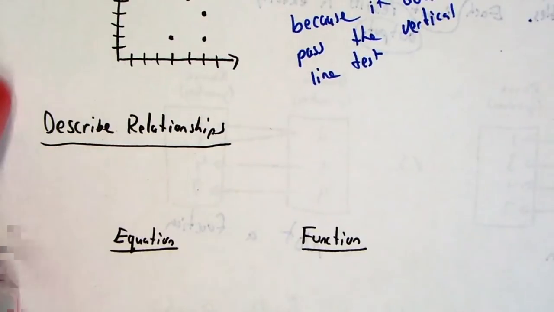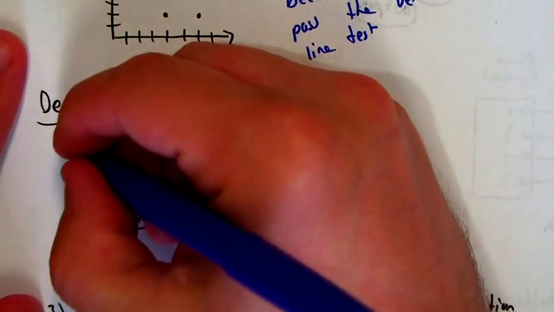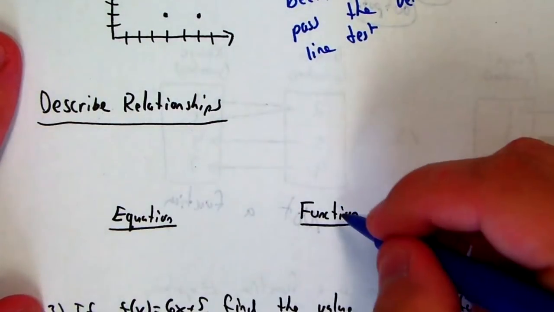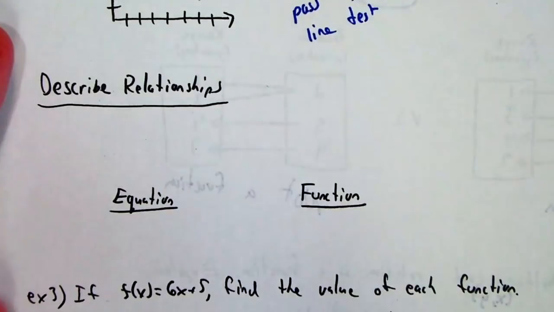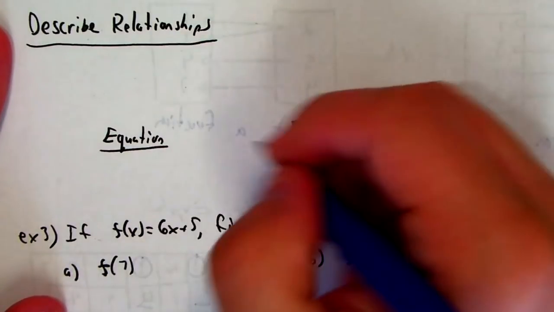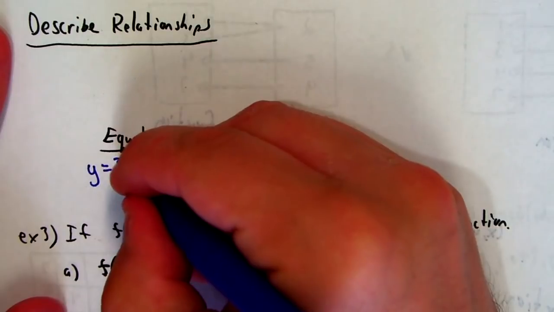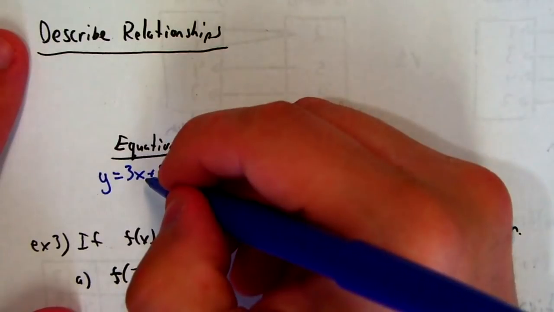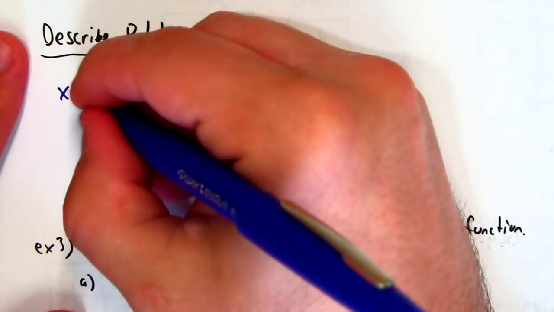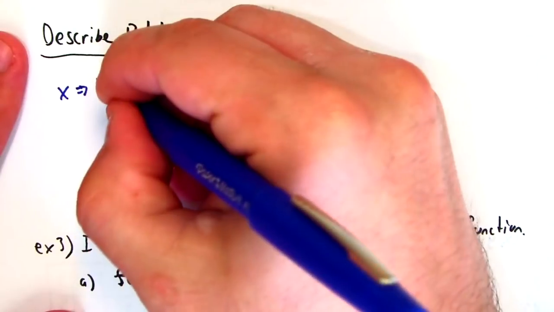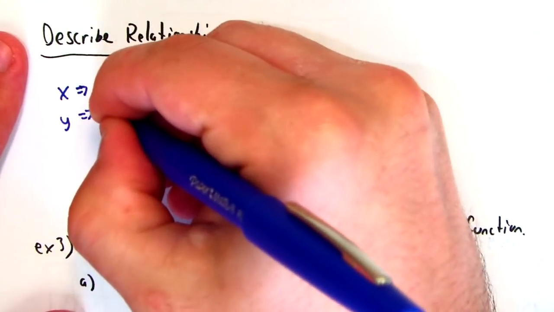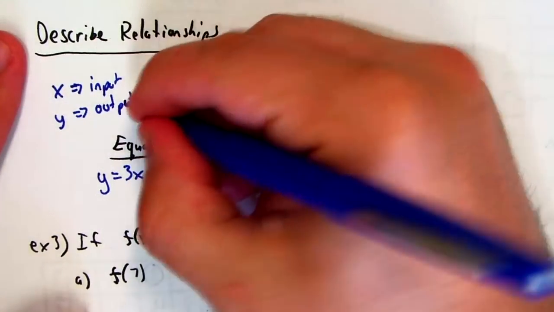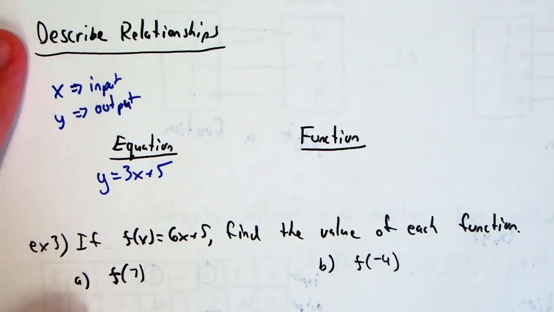So let's go ahead now and talk about how we can describe relationships. We can describe a relationship by either doing it as an equation or a function. Now, when we write it as an equation, I'm going to write the same thing both times. We're going to have y equals, say, 3x plus 5. In this case, x represents the input, y represents the output.